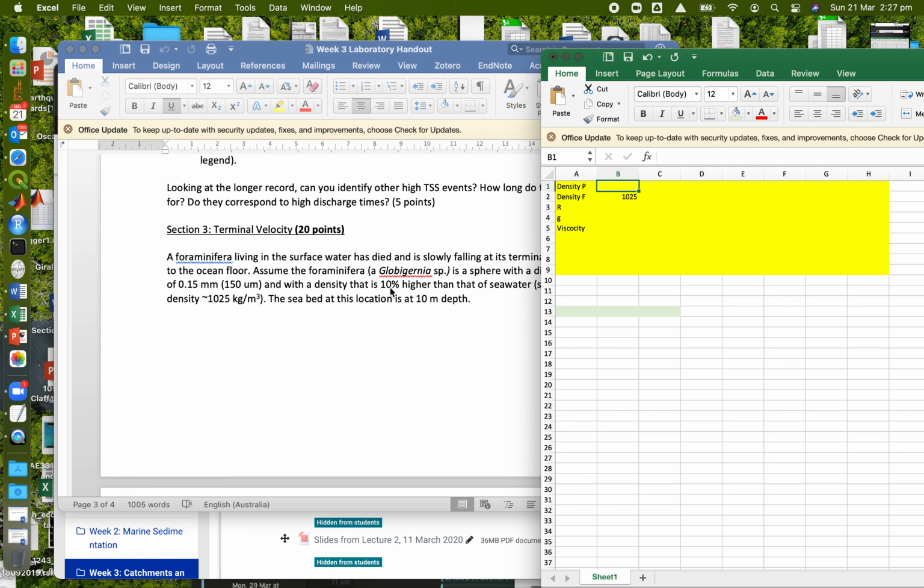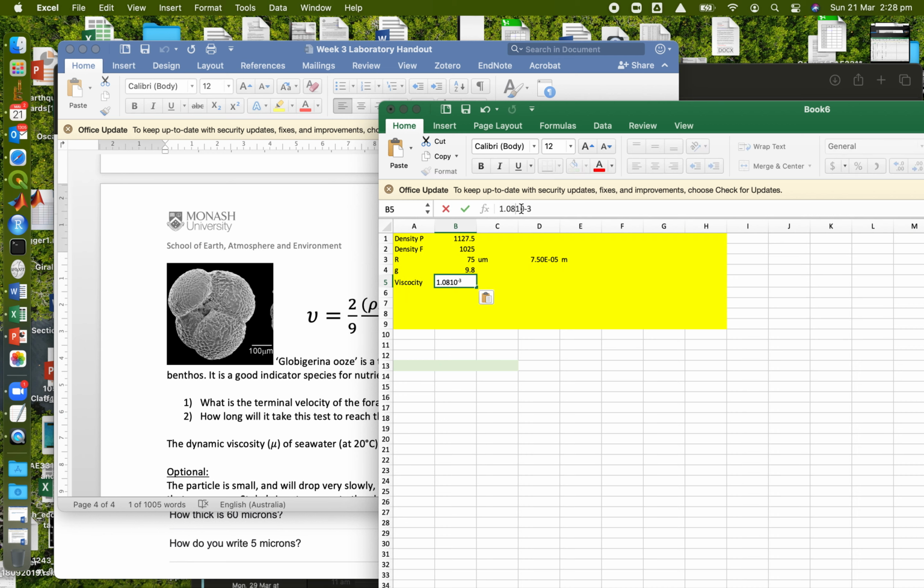G, what's G? Anyone remember the gravity? 9.8 meters per second squared. And viscosity is this number. I'll just copy it. See how the meter thing is everywhere, so we needed meters. Okay, so here are all my values that I need to enter into my equation.